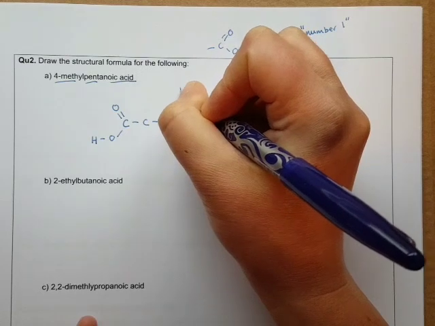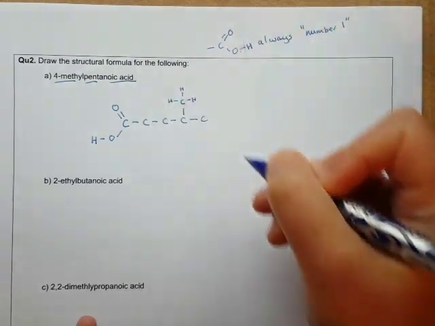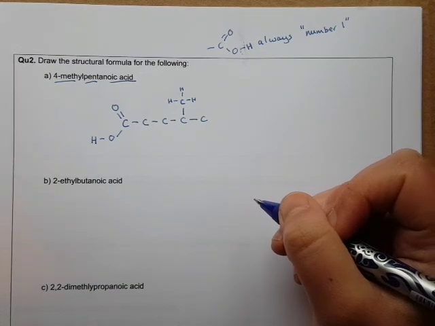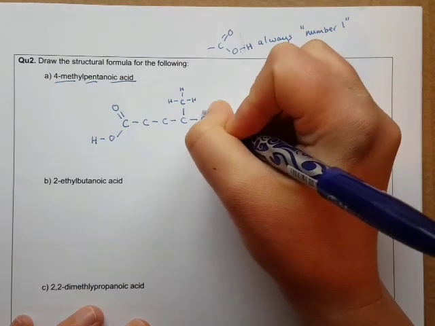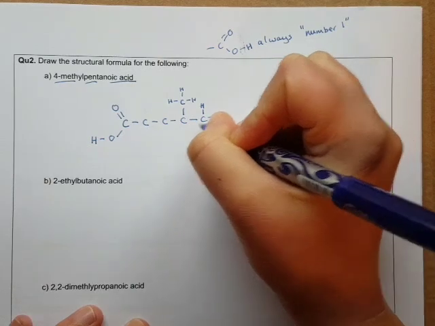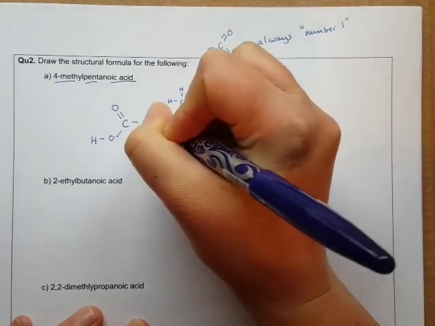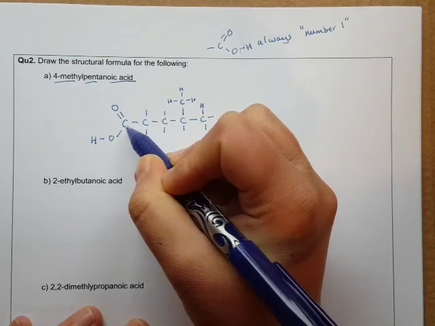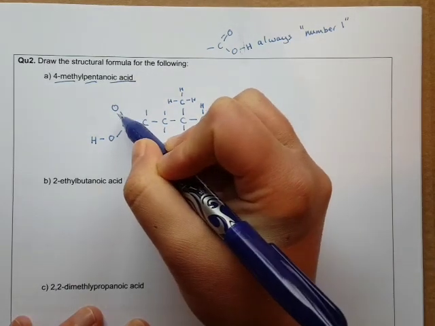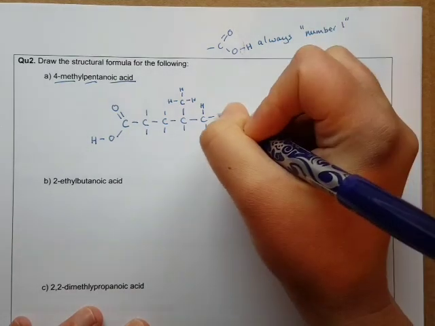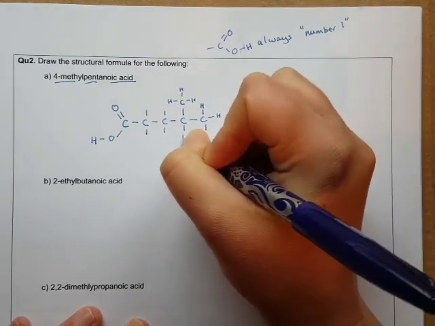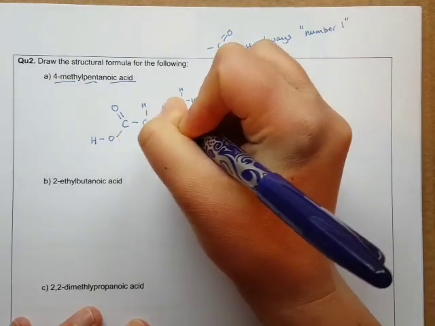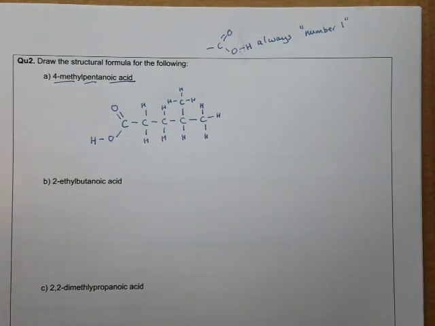So there we go, and then I just need to add in all my hydrogens. I'm adding in the correct number of hydrogens so that each carbon has 4 bonds. So it might be easier sometimes to draw the bonds in first. This carbon that's joined to the carboxyl group, it definitely won't have a hydrogen because it's already got 1, 2, 3, 4 bonds. Okay, so that's that one there.